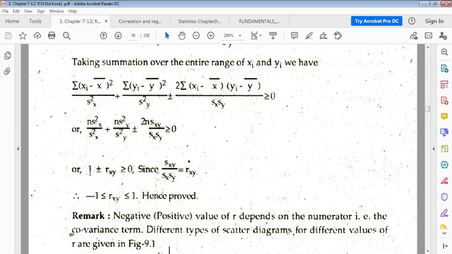Understand? So we have proved that 1 plus or minus this is greater than or equal to 0. That means this inequality can be written as -1 ≤ rxy ≤ 1. Hence proved. That means the correlation coefficient between x and y must lie between -1 and 1, and cannot be greater than 1 and cannot be less than -1.